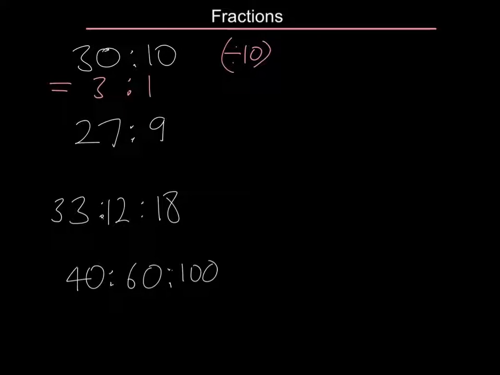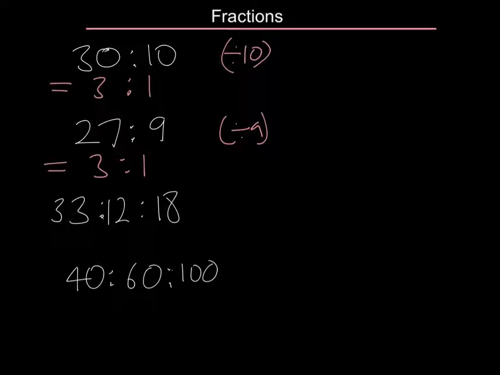In the next question, I can divide them both by 9. So we'll divide them by 9. Divide both numbers by 9. 27 divided by 9 is 3. 9 divided by 9 is 1. That's the same ratio as the first question.